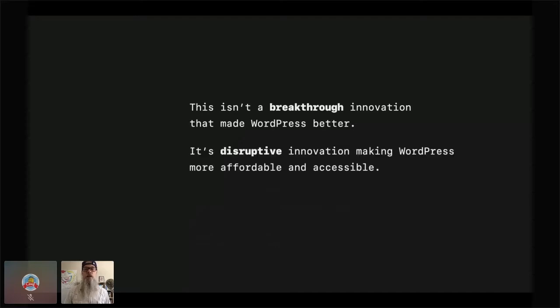But I will say that it is disruptive innovation. And I say that with a smile because it's making WordPress more affordable and accessible. And you might say, well, how is it more affordable? WordPress is free. But people, I see, have an affordance with their time. They want to give their time to this right now, and they want to jump in and contribute. So it's more affordable for them to learn.